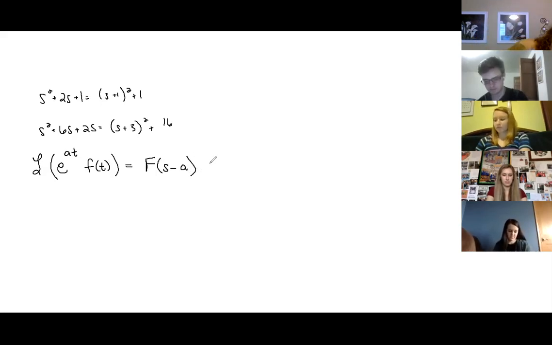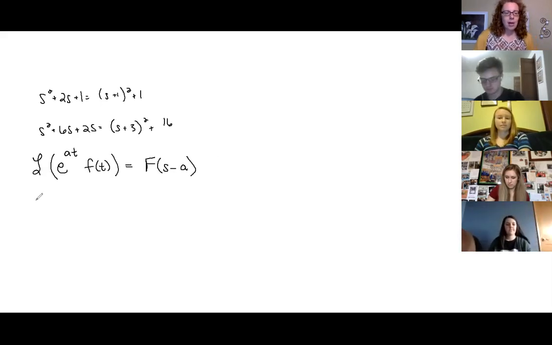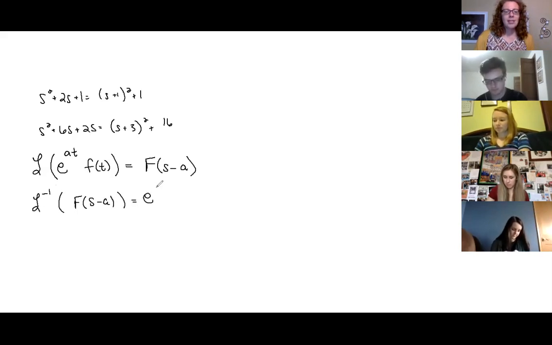I'm looking to see if this is in the front of your book stated generally like this. It is. This is the 7th line down in the front of your book. What helps is the reverse direction: the inverse Laplace transform of capital F of s minus a is e to the at times little f of t. So the inverse one is the one that we're going to use today.